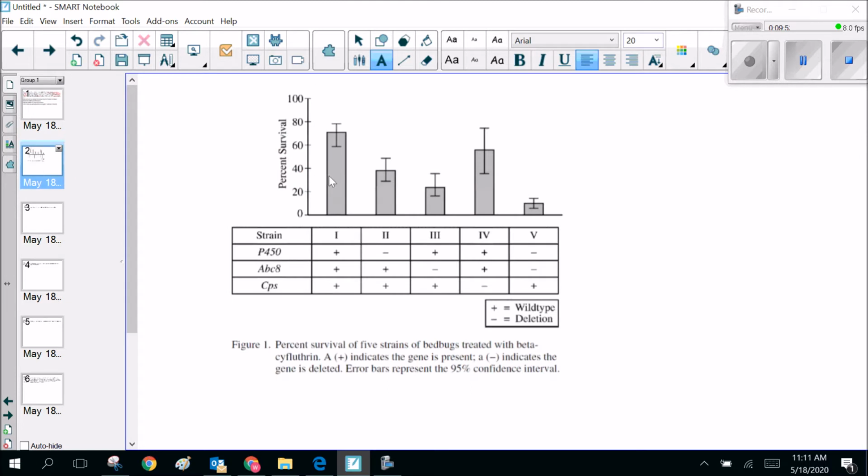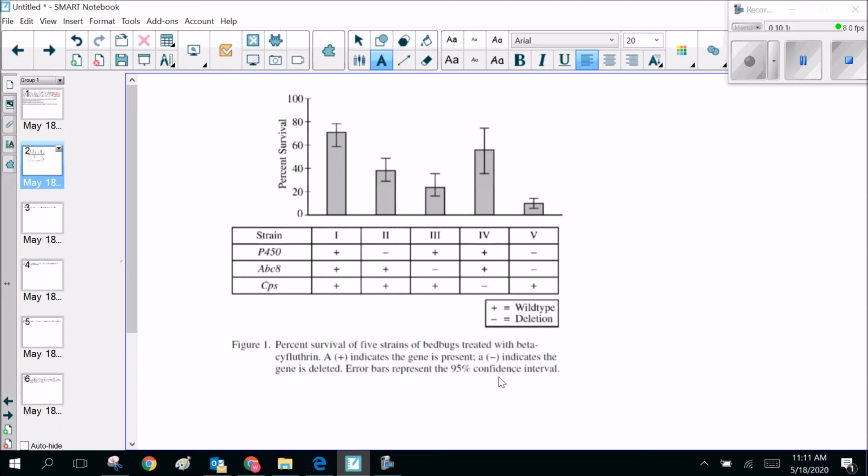So the figure is going to show us graphically the data that is supporting their question, whether or not it is supporting their hypothesis or not. So let's take a look at their caption here. Percent survival of 5 strains of bedbugs treated with beta-cephalorin A. A plus indicates the gene is present, a minus indicates the gene is deleted, and error bars represent the 95% confidence interval.